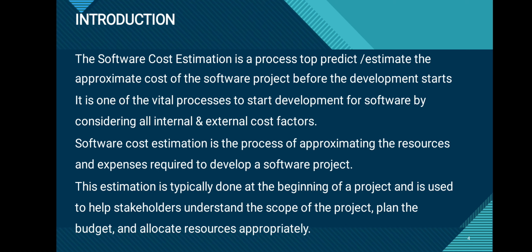During the planning stage, one needs to choose how many engineers are required for the project time and to develop a schedule, which means we have to describe the approximate requirements, development time and resources to complete the software project. This cost estimation is typically done at the beginning of a project and is used to help stakeholders understand the scope of the project, plan the budget and allocate resources appropriately.